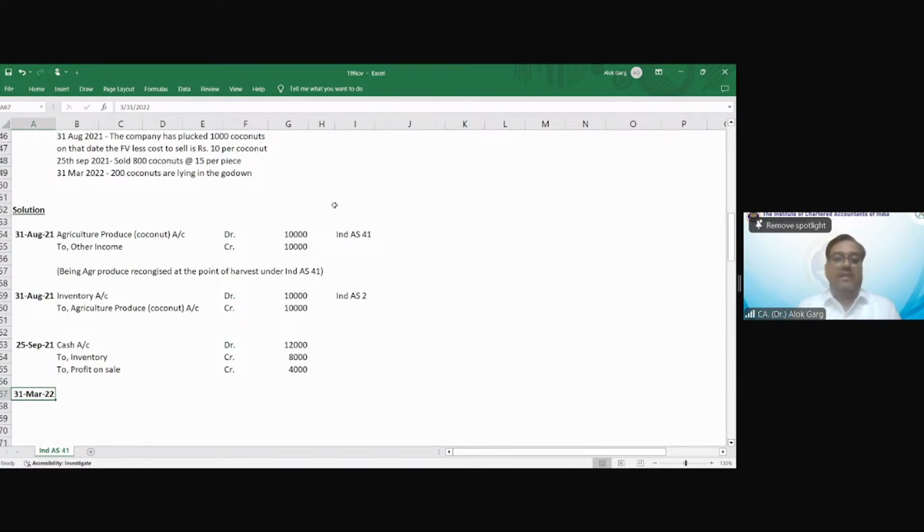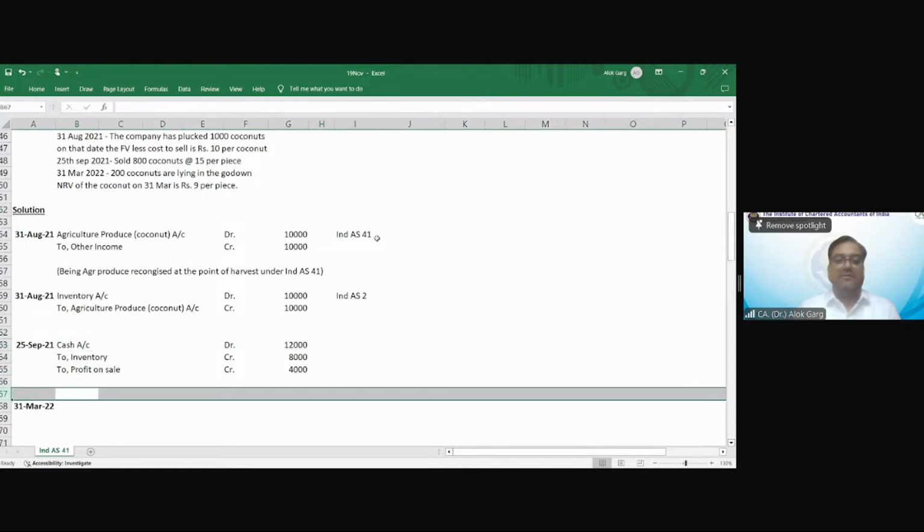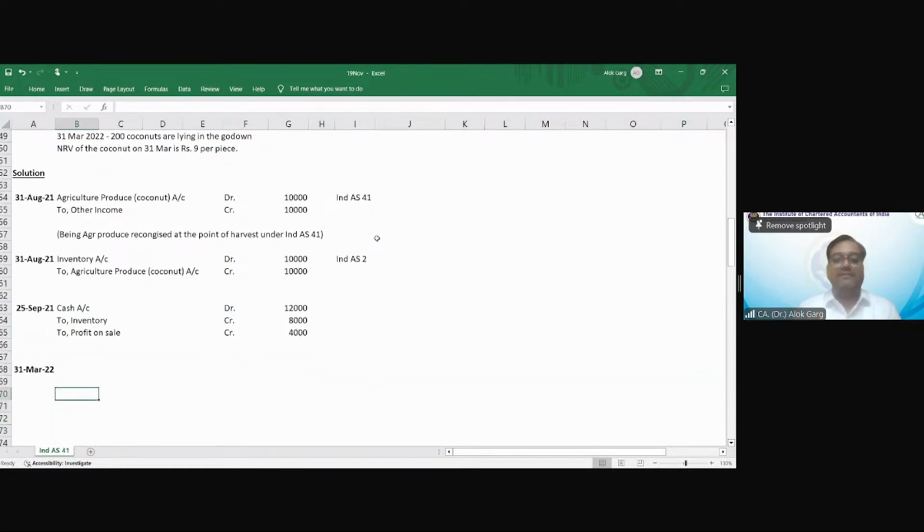Okay. So let me put one more item here. Let's say NRV of the coconut on 31st March is rupees 9 per piece. What is the accounting entry now? कोई accounting entry होगी? The P&L account debit to inventory, 1 rupee per coconut. Yes or no? Yes, sir.